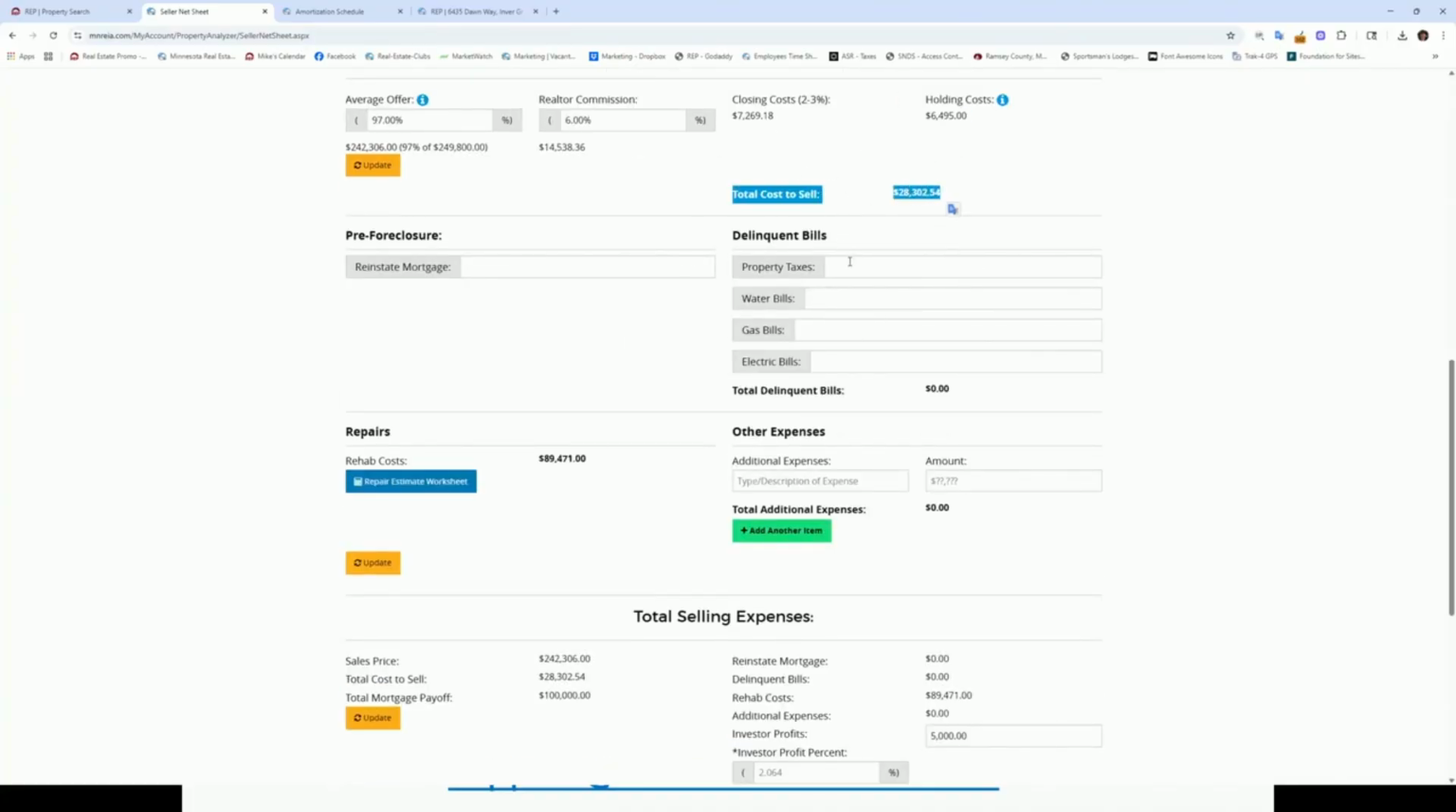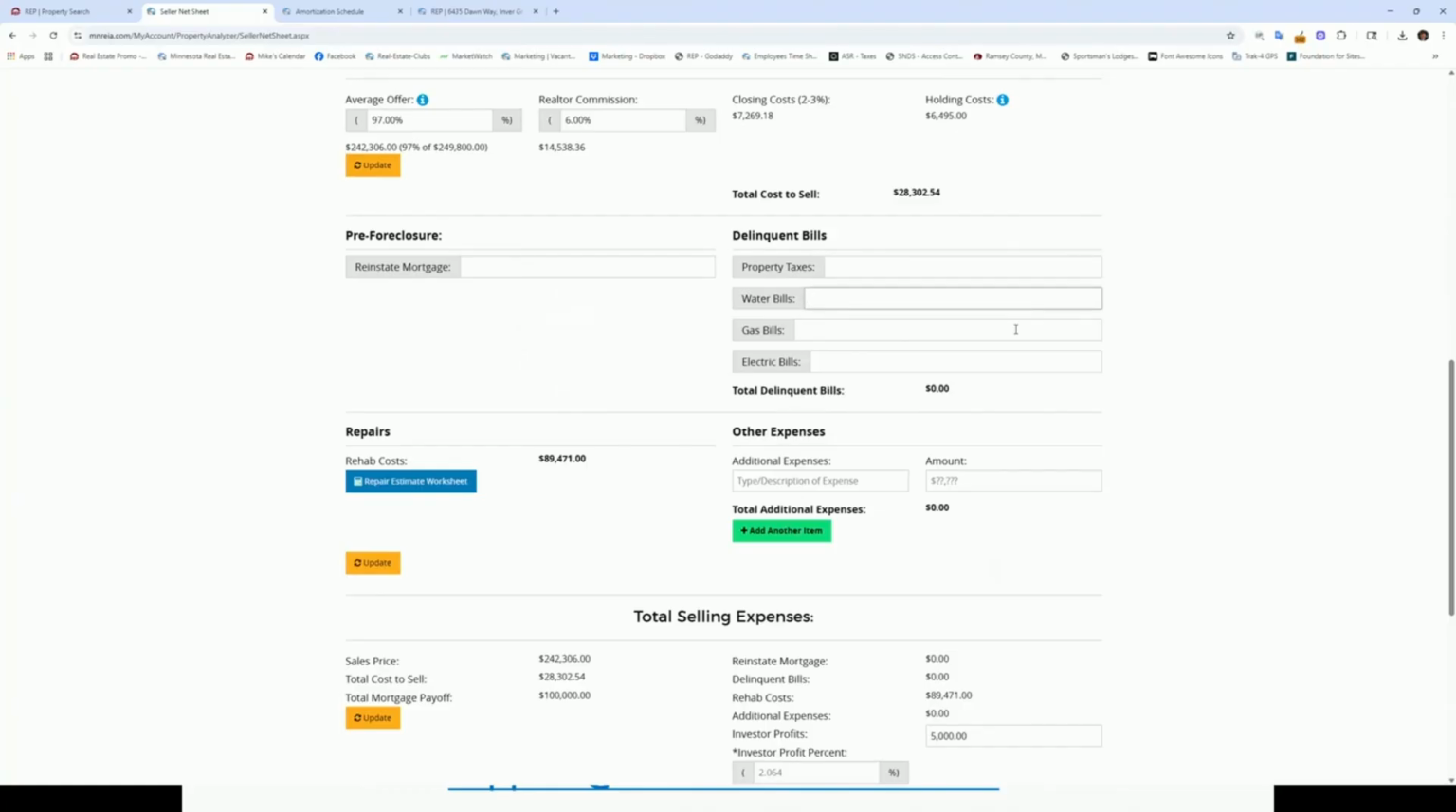And then we scroll down, we got their delinquent bills, like if they're behind on their mortgage payment, well, how much is it going to cost to reinstate their mortgage? Usually, if they're behind on their mortgage, they're generally also behind on their property taxes and utility bills. These are great negotiating tools for us as well.